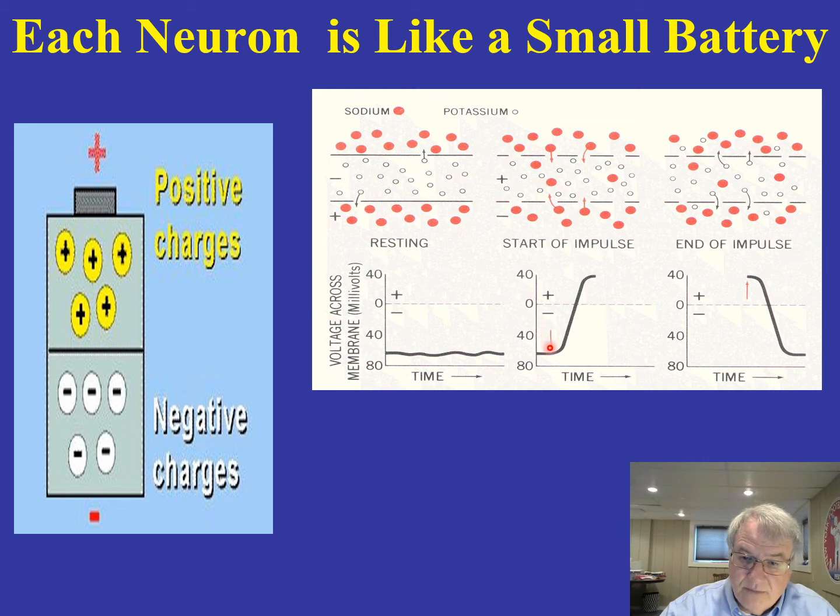At the start of the impulse that you see right here, you're getting some sodium now that's starting to come into the cell. And then once that neuron fires, here's the end of the impulse that you see right here. You have potassium now that's starting to go out of the cell. And again, you're going to have a restoring of that resting potential. So you can really think of each neuron as being like a small battery.